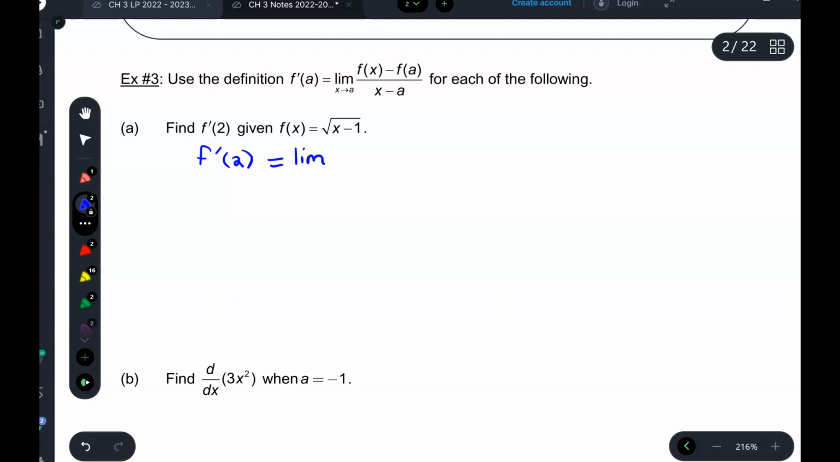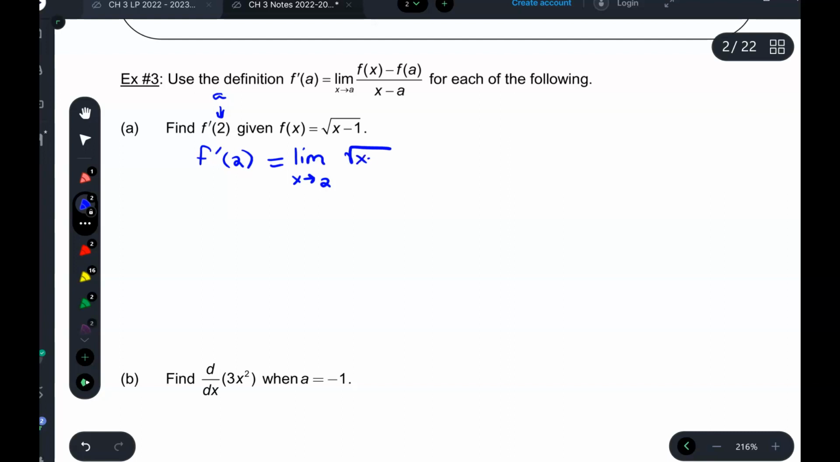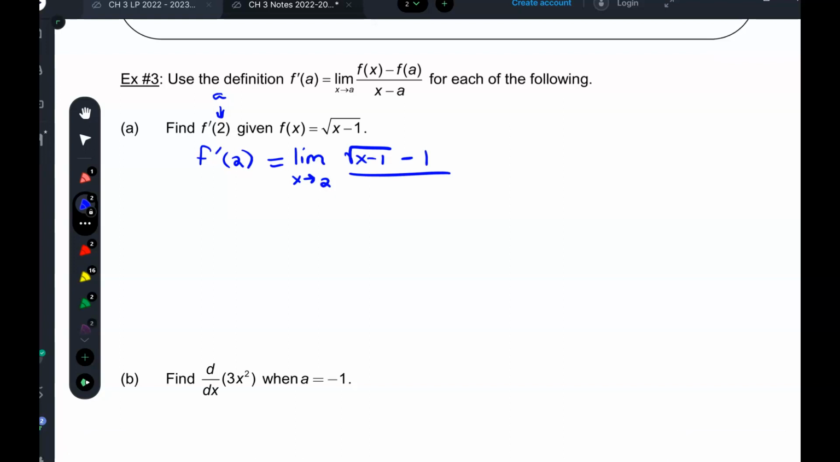Okay, what are we going to have the limit x approaching what? What's a in this case? 2. So I'm going to say x approaching 2. Good. What's f of x? Square root of x minus 1. Minus, what's f of a? What happens when I plug in 2? I get 2 minus 1 under the radical. Oh, it just means minus 1. All over x minus 2.